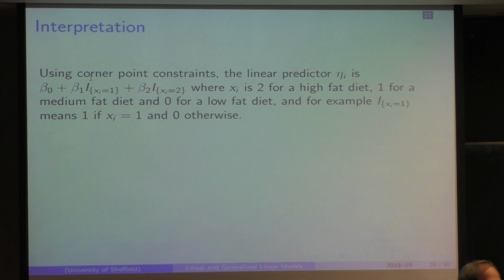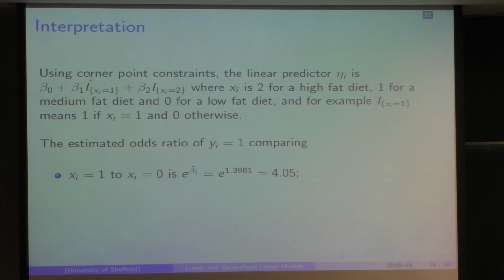It'll be beta 0 for somebody with a low fat diet. It'll be beta 0 plus beta 1 if x_i is 1, so they've got a medium fat diet. And if they have a high fat diet, it'll be beta 0 plus beta 2. So somebody with a low fat diet will have linear predictor beta 0. Medium fat, it'll be beta 0 plus beta 1. And high fat diet, it'll be beta 0 plus beta 2. Okay? So that's what the linear predictor actually means here.